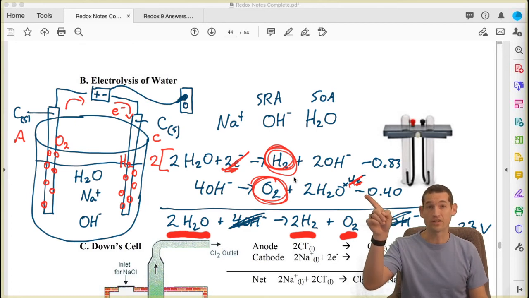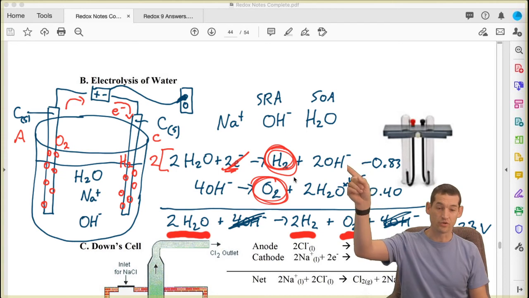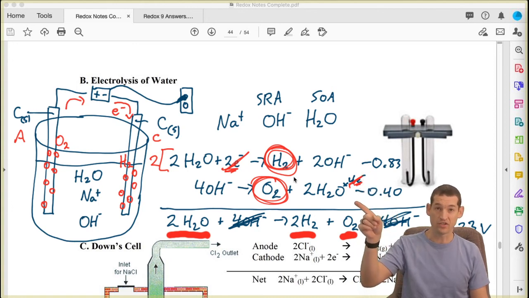Look at your half reactions, and you can see right here in my reduction half reaction, I'm producing hydrogen, so that's going to be at the cathode. In this one, my oxidation half reaction, I'm producing oxygen, so that's happening at the anode.